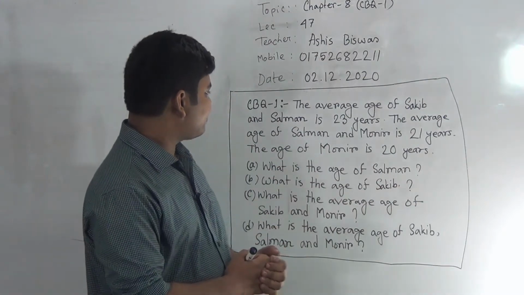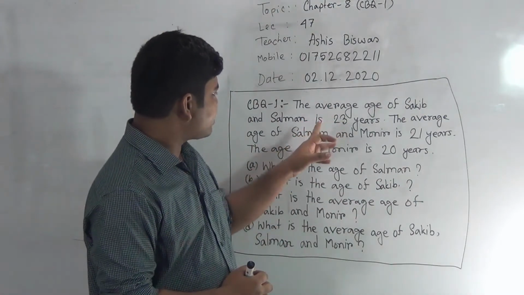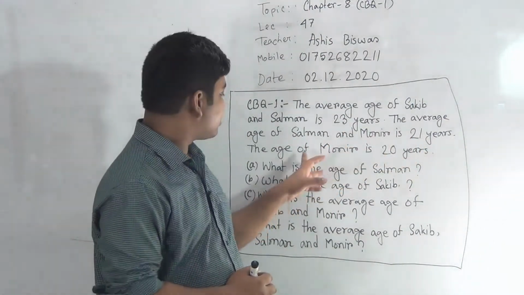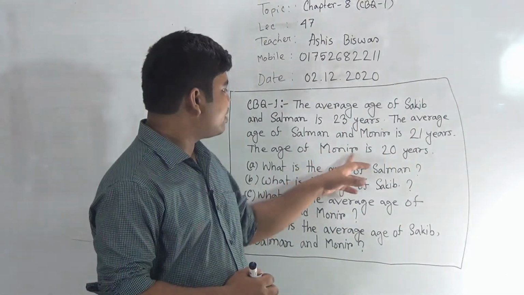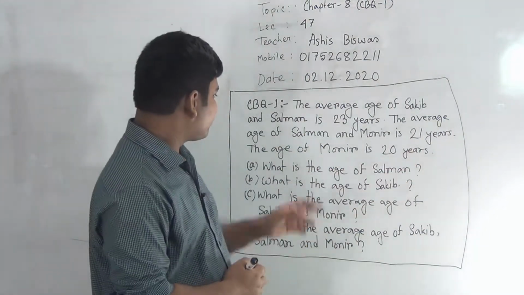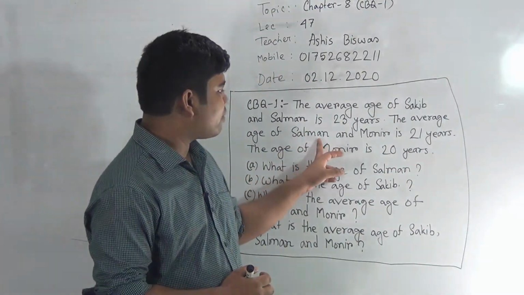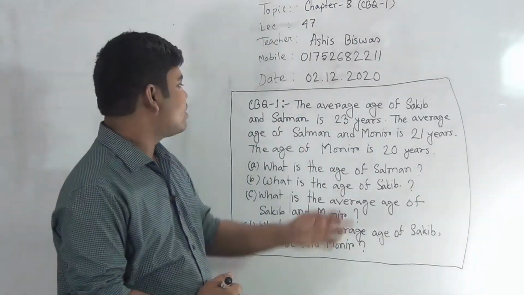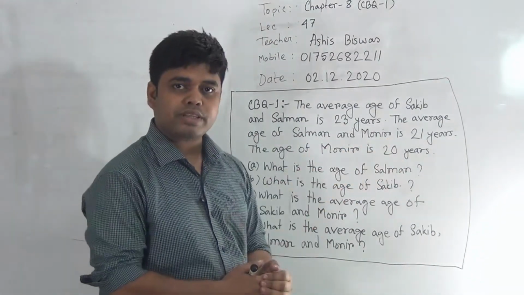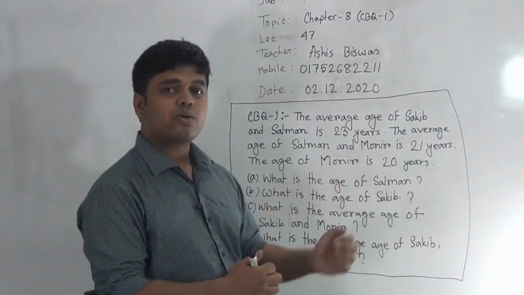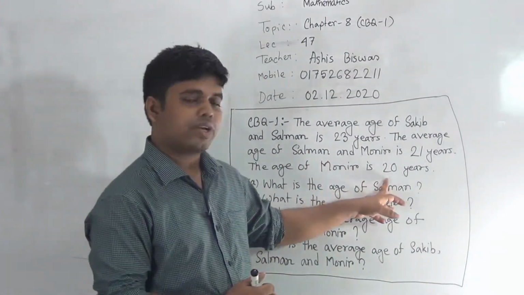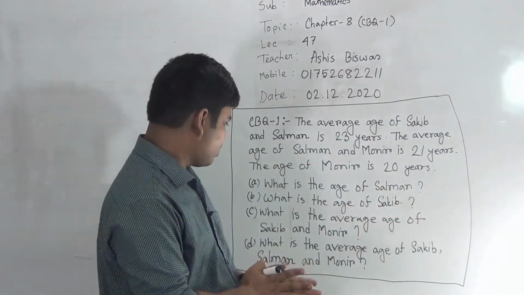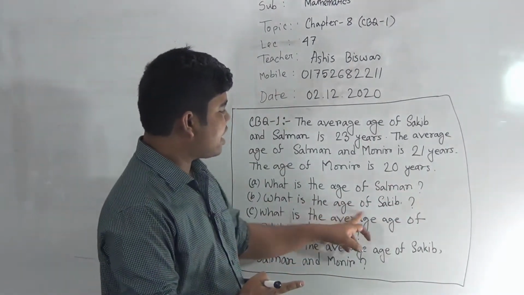Question A: what is the age of Salman? Notice here the average age of Salman and Munir is given and the age of Munir is 20 years. So from this average age of Salman and Munir, at first we find the total age of Salman and Munir. After that, from the total age we subtract the age of Munir and we get the age of Salman.